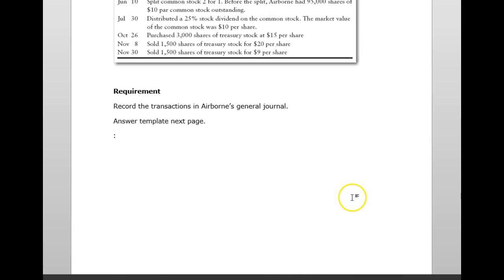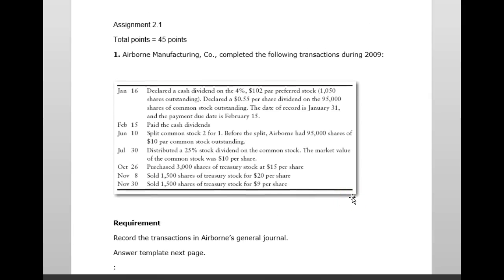So let's look at the first transaction, and it's a mouthful. It says they declared a cash dividend on the 4% $102 par preferred stock. There were 105 shares outstanding. Then they declared a 55-cent share dividend on 95,000 shares of common stock outstanding. And then they give you the date of record, which is January 31st, and when it's going to be paid. The only date we're worrying about right now is the January 31st.